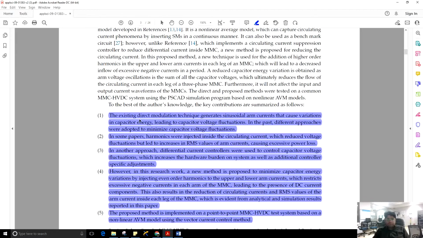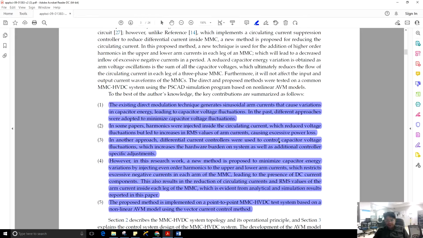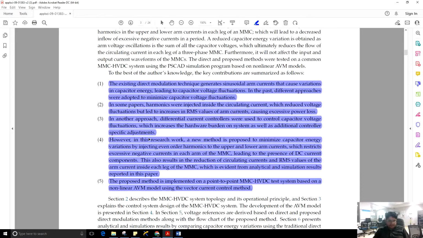As already discussed, in some papers harmonics were injected inside the circulating current, which reduces the voltage fluctuation but leads to an increase in RMS value of arm current, causing excessive power losses. So this is one drawback of this method. In another approach, differential current controllers were used to control the capacitor voltage fluctuations, which increase the hardware burden on the system, as well as requiring additional controller specific adjustments. So some papers recommend additional controllers which overall increase the hardware burden of the system, therefore they are not recommended.